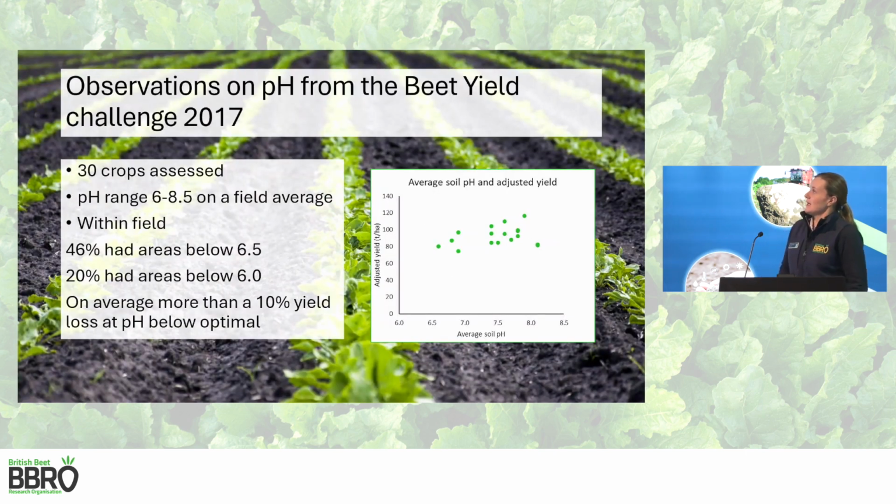Observations from the beet yield challenge. You might think, why are we going about this? It's a real basic. It's something we all get right. Unfortunately, it's not. Of the 30 crops assessed in the 2017 beet yield challenge, there was some real variation.